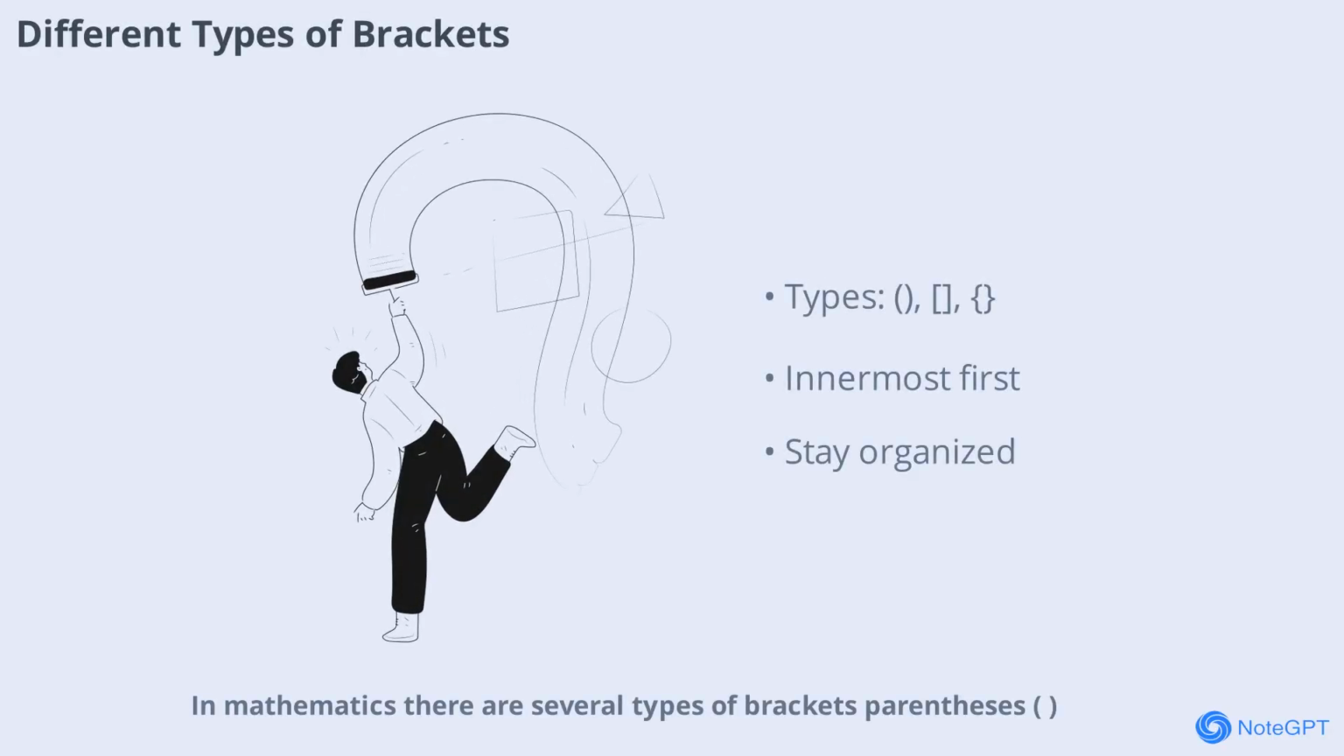In mathematics, there are several types of brackets: parentheses, square brackets, and curly braces. Sometimes you'll see expressions with more than one type of bracket. In these cases, always solve the innermost brackets first, then work your way out. This rule helps keep calculations organized and ensures you don't miss any steps. Understanding how to handle different brackets is key to mastering BODMAS.